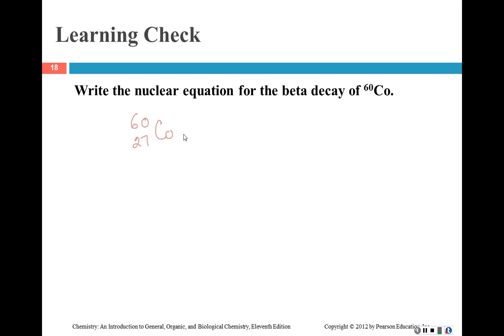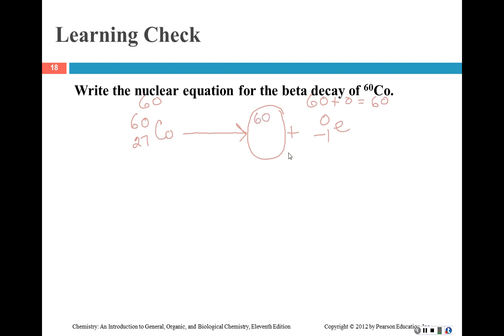Alright, and we know that it's going to go through beta decay, and so we remember that a beta particle is a high energy electron, or you can look on the chart. And so something here is what we need to find. This is all we need to find. Okay, so we've got 60 over here, and we need 60 over here. And 60 minus 0, or plus 0, is still 60. So we'll still have 60 on the top.